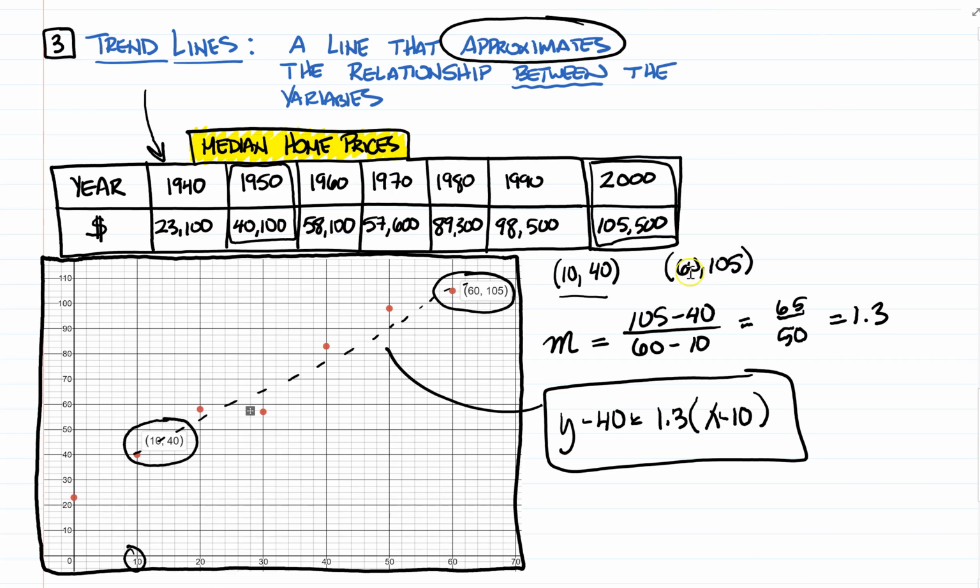You could also use 60 and 105 or any other 2 sets of data. I chose these 2 because they were far apart and they were relatively close to the midline. So that's all a trend line really is. It's a line that approximates the relationship between the 2 variables, and you get it simply by using what we already know how to do, the slope formula, and then plugging in and getting point slope form.